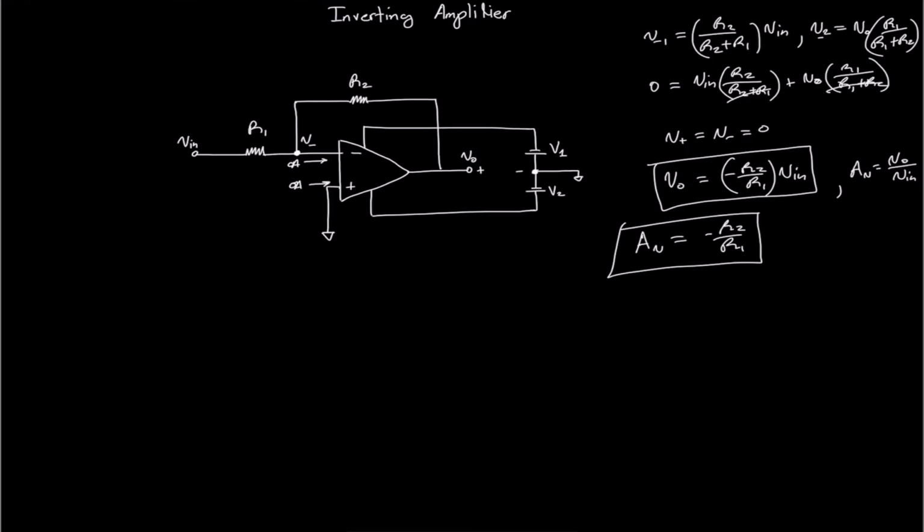Also, we should take a look at the case when V in is positive and V out is negative: current will flow from V in through R1 and R2 and into the output terminal of the op amp.